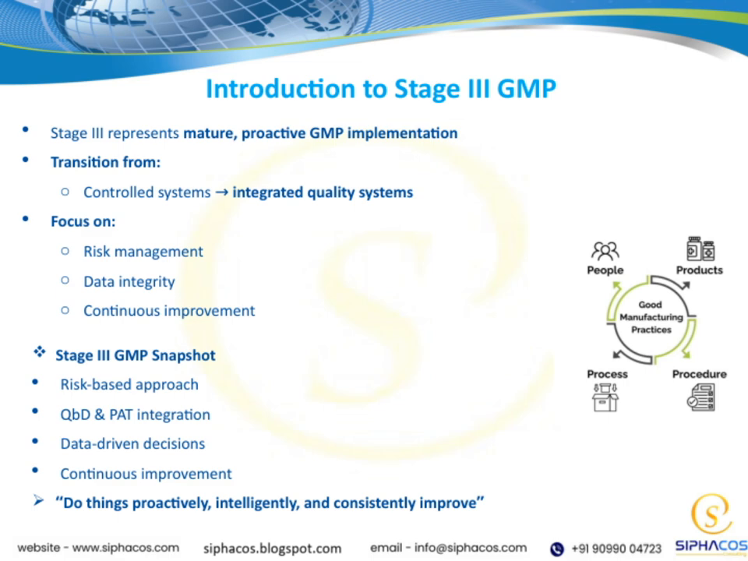This stage marks a transition from simply controlling systems to creating integrated quality systems that are more agile and responsive. Our focus shifts towards effective risk management, ensuring data integrity, so that our information is accurate and reliable, and fostering a culture of continuous improvement. All these elements together help us move towards a more mature, proactive GMP implementation, aligned with our overall goal of delivering quality products safely and efficiently.